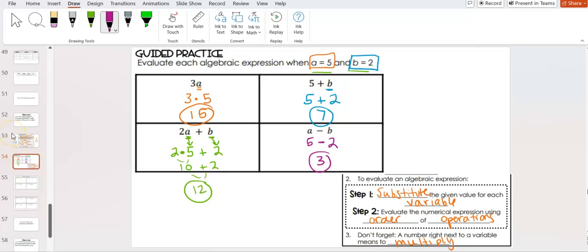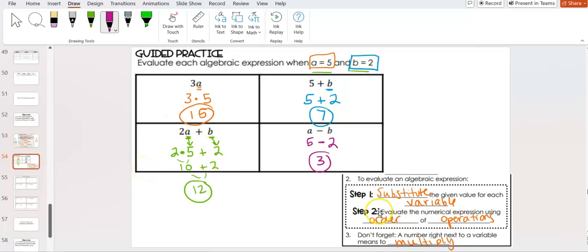To be honest, you have been doing substitution in some of our problems. For example, in our distributive property lesson, it told you what if A was 3, and it asked you to replace it, or X was 3. So you've already done this. It just takes some practice.